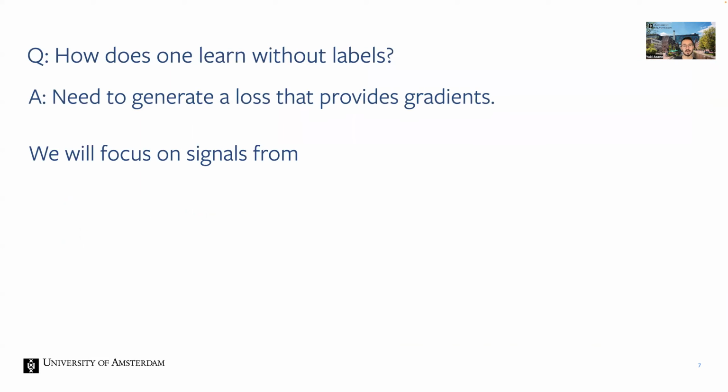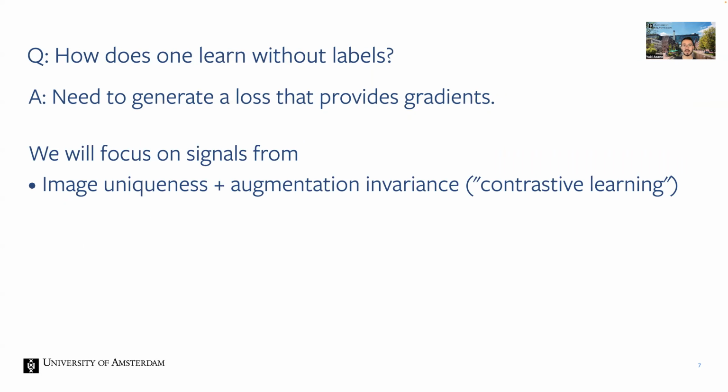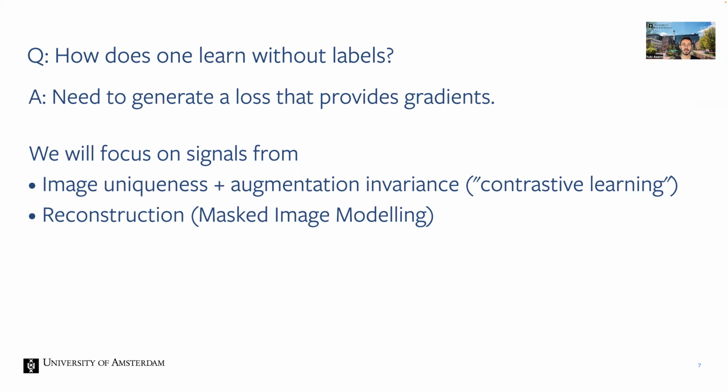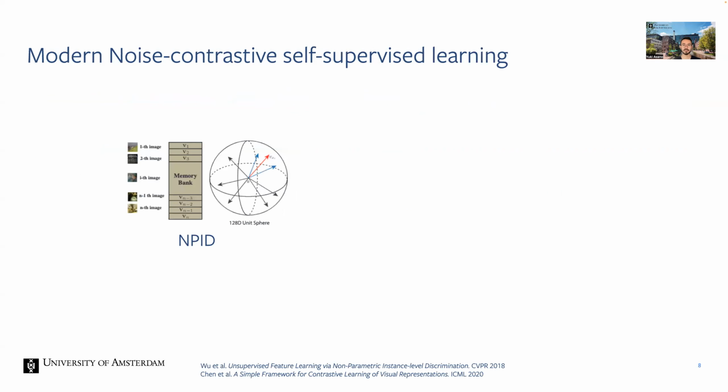Right, and so here we'll now focus on signals that come from assuming every image is unique and assuming that if you augment an image, the meaning stays invariant. So this is also commonly called contrastive or noise contrastive learning. And we will briefly take another look at image reconstruction, masked image modeling.